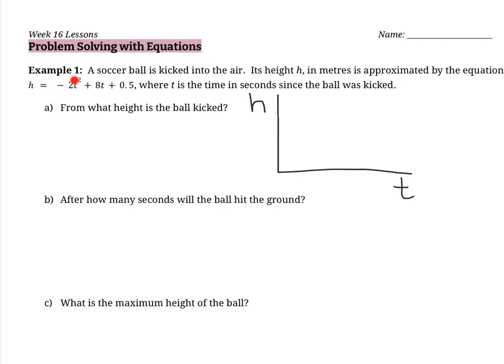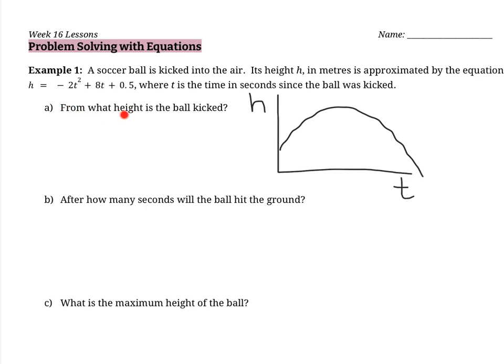So this looks like it's a parabola. It's going to open down. So let's make a sketch of what this thing could look like. So it looks like it's a parabola that opens down. Does this make sense that a soccer ball would be kicked in this shape? It does, because if a soccer ball is kicked, it's going to go up in the air and it's going to come back down. So once we have a sketch, let's try to answer these questions.